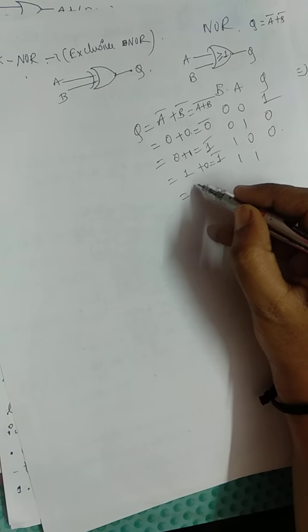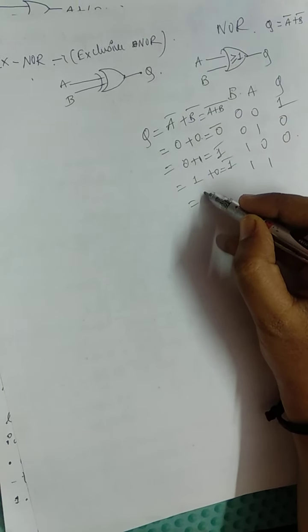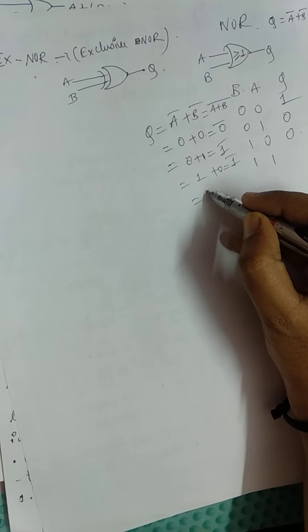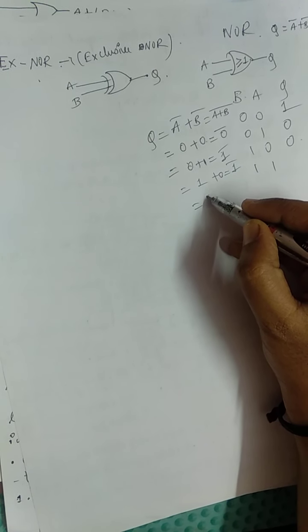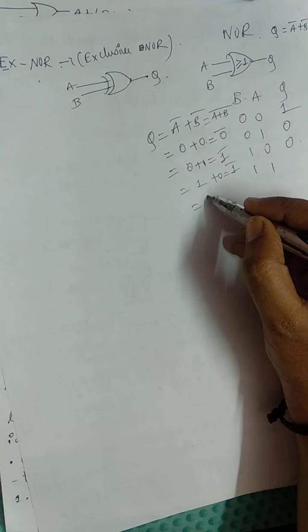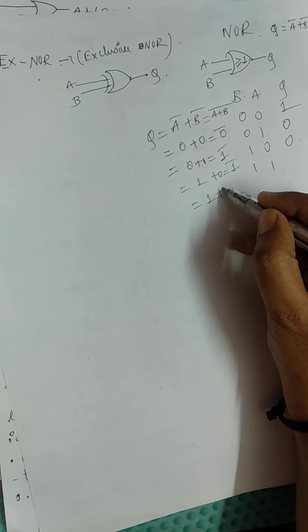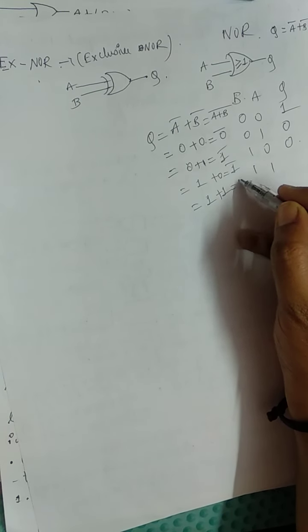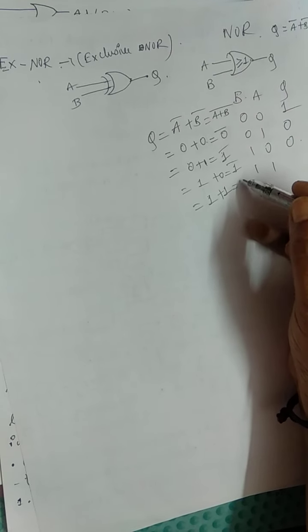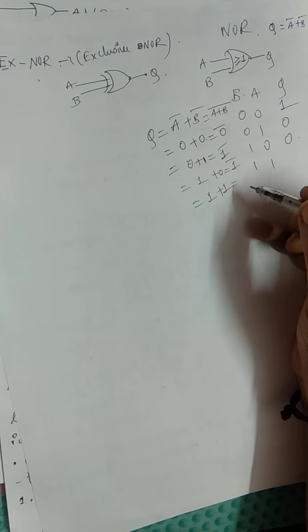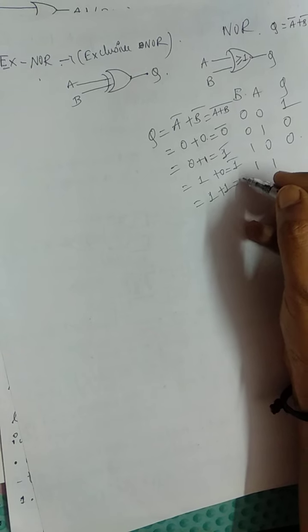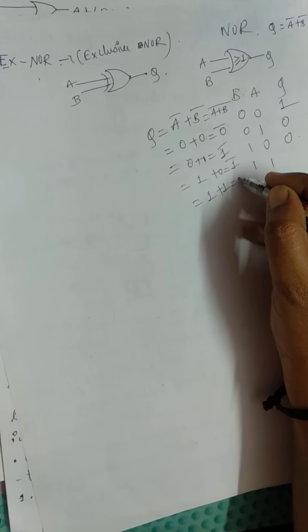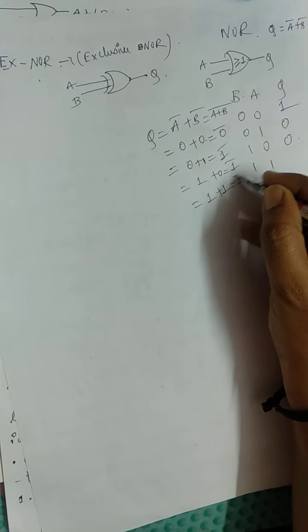So next is what? Both the inputs are on. Correct. But it will be 1 plus 1. What will we take? 1 will we take usually. So bar of 1 is 0.